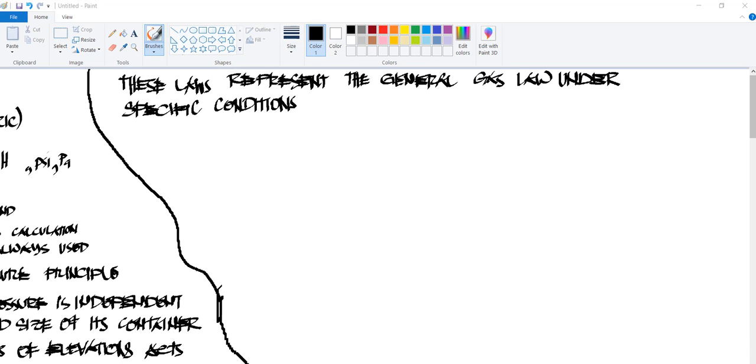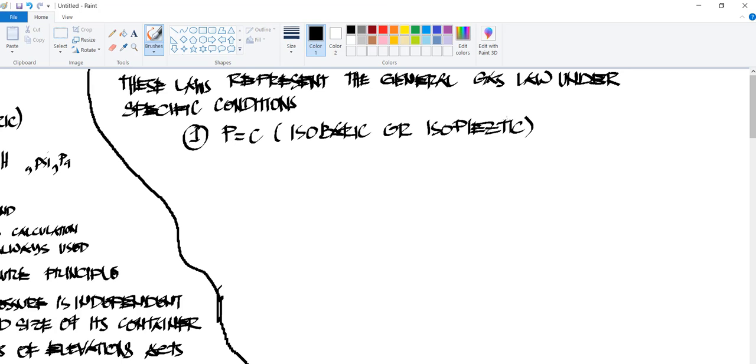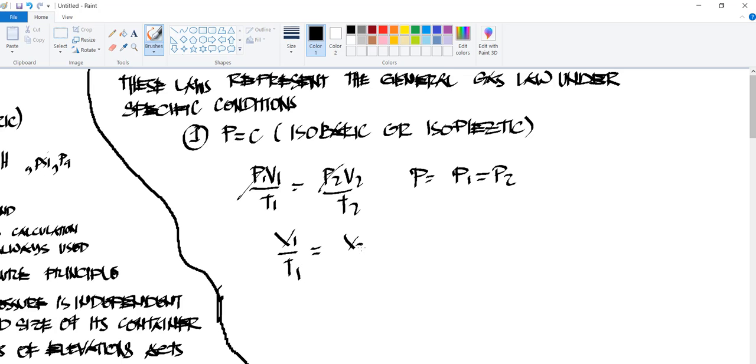So these laws represent the general gas law under specific conditions. First, when the pressure is constant, we have isobaric, or sometimes they call it isopiestic. We have P1V1/T1 equal to P2V2/T2, so P cancels out since P1 is equal to P2, and it will be V1/T1 equal to V2/T2. This is what we call Charles' law.